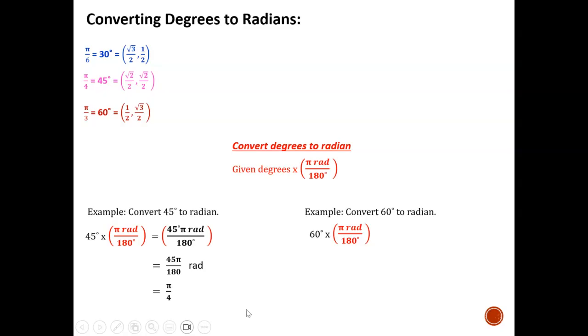Now let's do the 60 degrees. We know 60 degrees is pi over 3, but here's how we get it. We multiply 60 degrees times pi radians over 180. So it's going to give us 60 pi radians over 180. The degrees cancel, and there's a 0, so we're left with 6 pi over 18, which reduces to pi over 3.